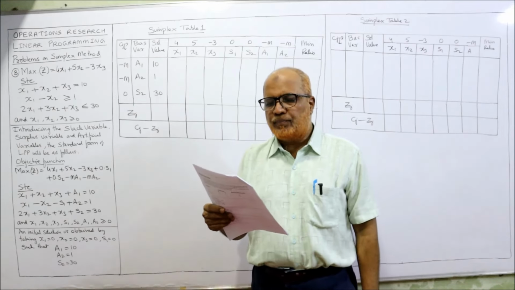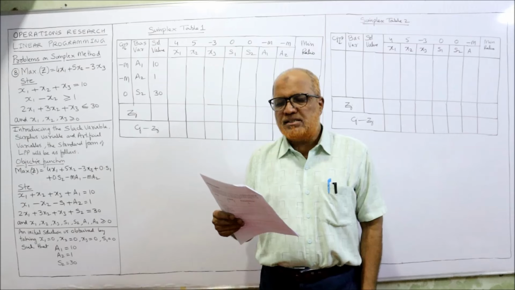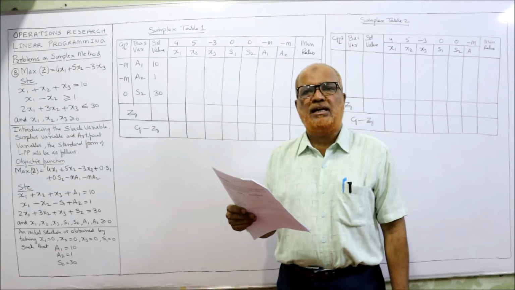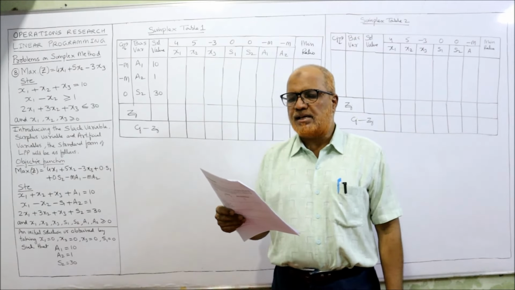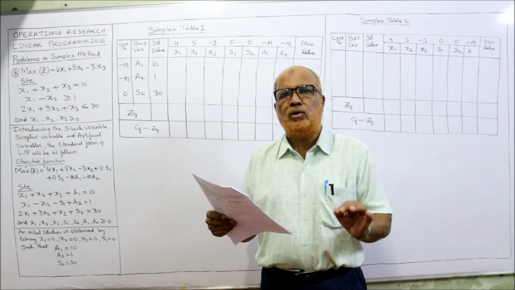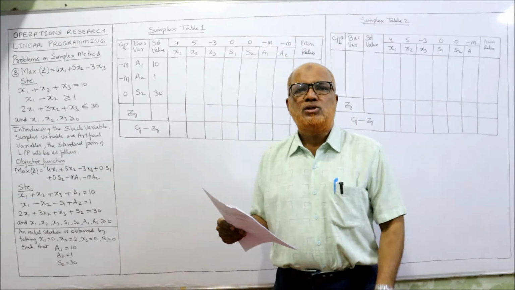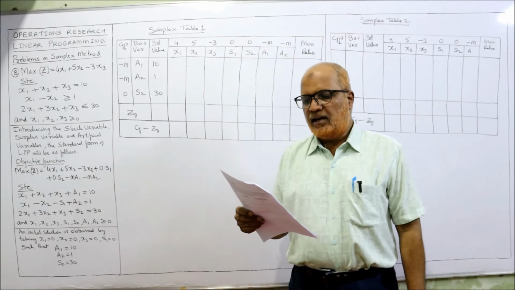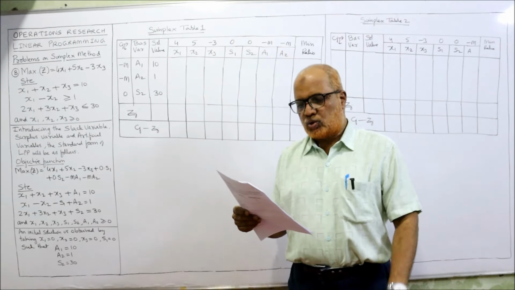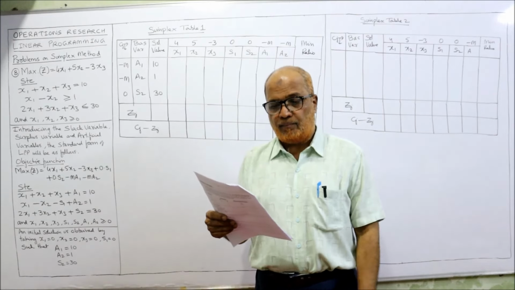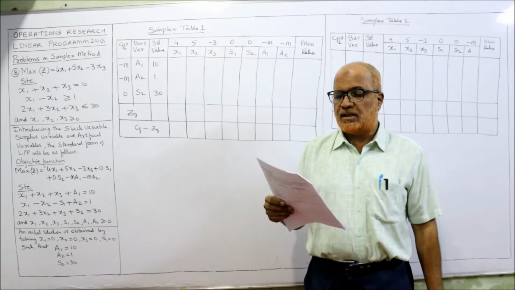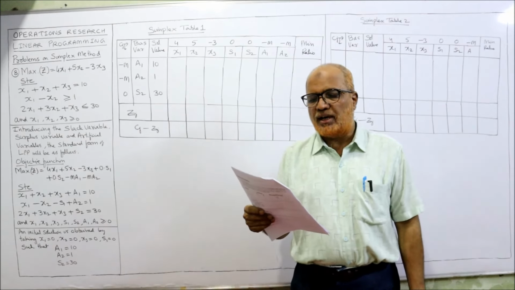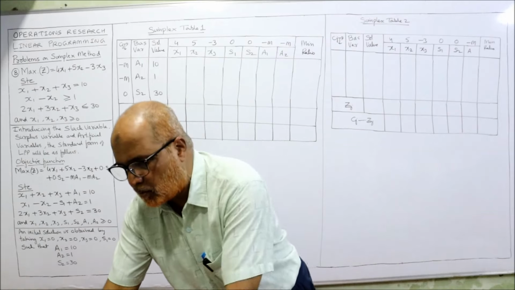Now see the 8th problem. Solve by simplex. Maximize z = 4x1 + 5x2 - 3x3, subject to constraints x1 + x2 + x3 = 10. Already it is an equation, so only an artificial variable is required for this equation. The second inequality, x1 - x2 ≥ 1. And third constraint, 2x1 + 3x2 + x3 ≤ 30. And non-negativity restriction: x1, x2, x3 ≥ 0.